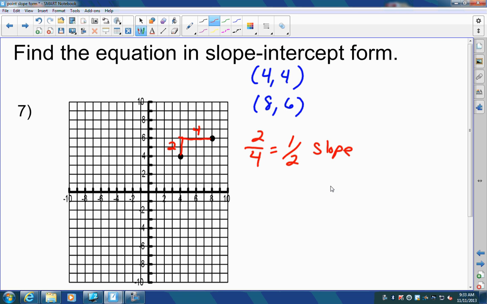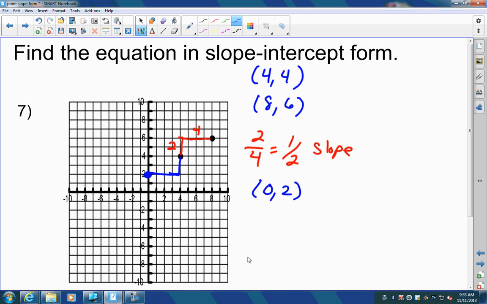What other thing do we need to write this in slope-intercept form? We need the y-intercept. So I need to go backwards to try and find the y-axis. If I do that, I can go down 2 and to the left 4. It hits the y-axis. My y-intercept is (0, 2).